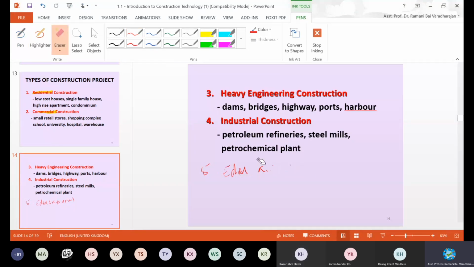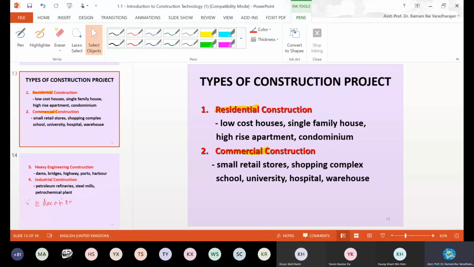Because of the necessity, we have to adapt ourselves. Maybe I take the thick one. Educational building, there is a difference in it. Okay, we go one by one. Residential: low cost house, single family house, high rise apartment, condominium. So you can see the different types of buildings here.